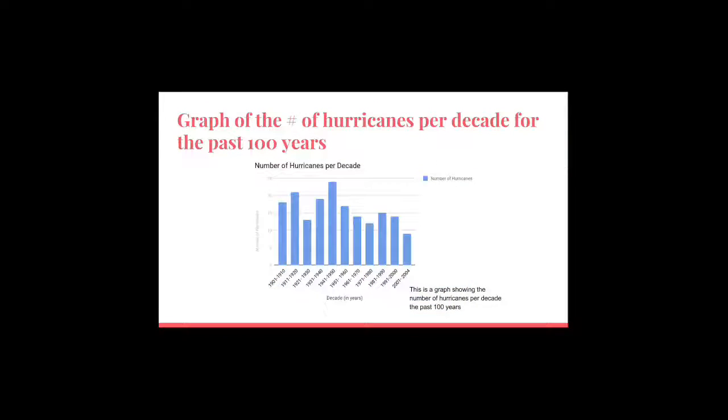This is a graph showing the number of hurricanes per decade over the past 100 years. The most was 24 hurricanes. This occurred from the years 1941 to 1950. The least was 9 hurricanes, occurring from 2001 to 2004.